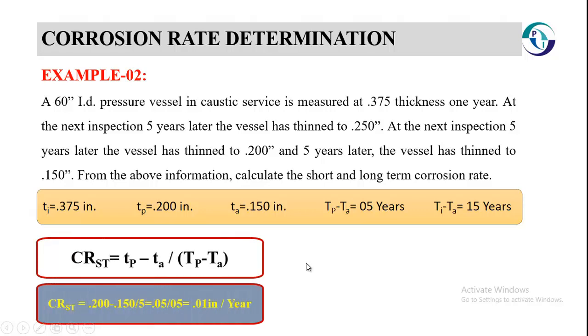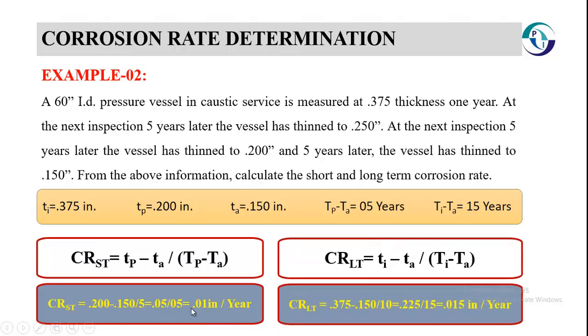Similarly, we put all the data in the short-term corrosion rate formula and the long-term corrosion rate formula, and we get the value 0.01 inch per year for the short-term corrosion rate, and the long-term corrosion rate will be 0.015 inches per year.